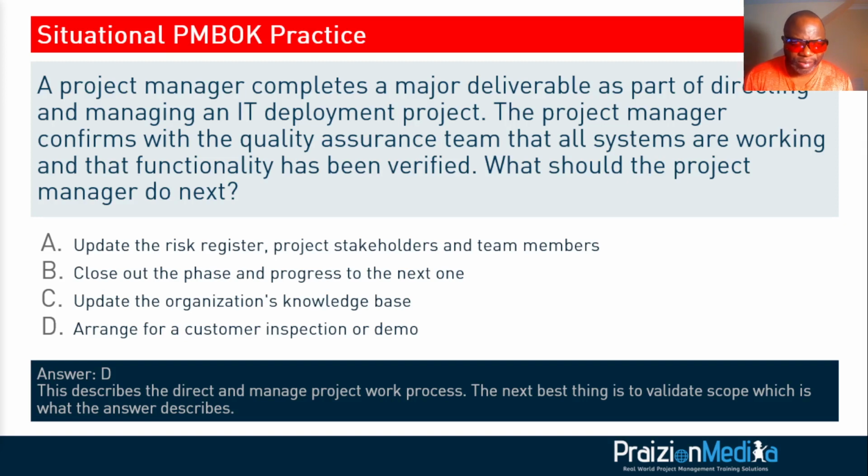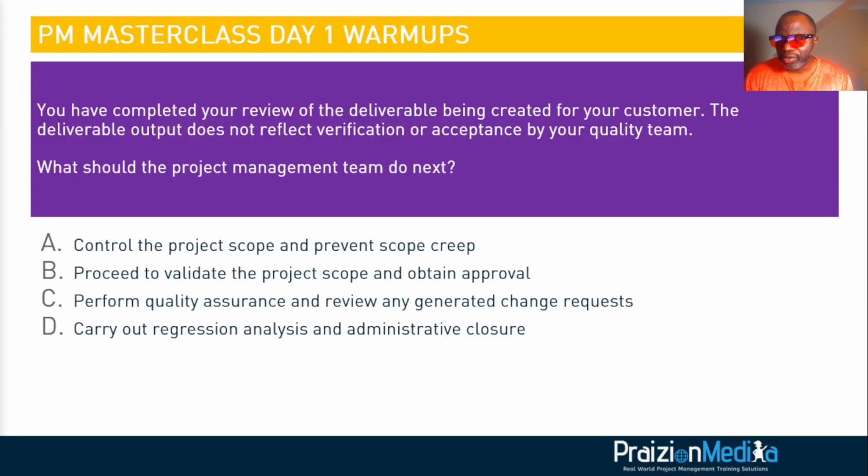Okay, so that's another example of how a question could be stated. Let's take a look at another question. You have completed your review of the deliverable being created for your customer. The deliverable output does not reflect verification or acceptance by your quality team. What should the project manager do next? So the scenario, again, you've completed your review of the deliverable being created for your customer. Now this is the problem: the deliverable output does not reflect verification or acceptance by your quality team. You see that theme going on there?